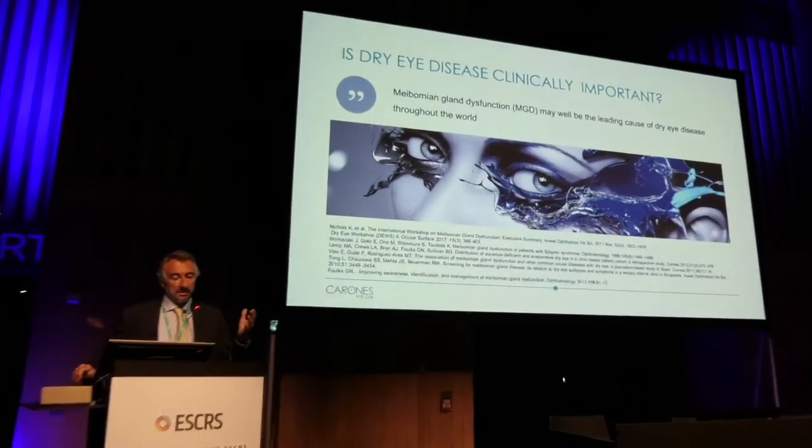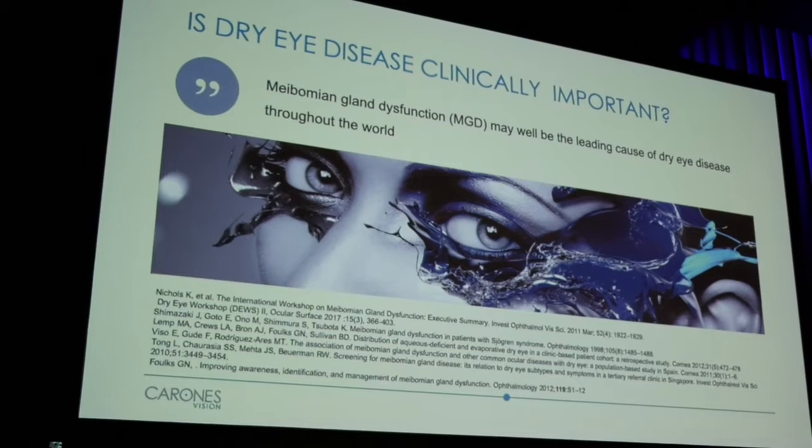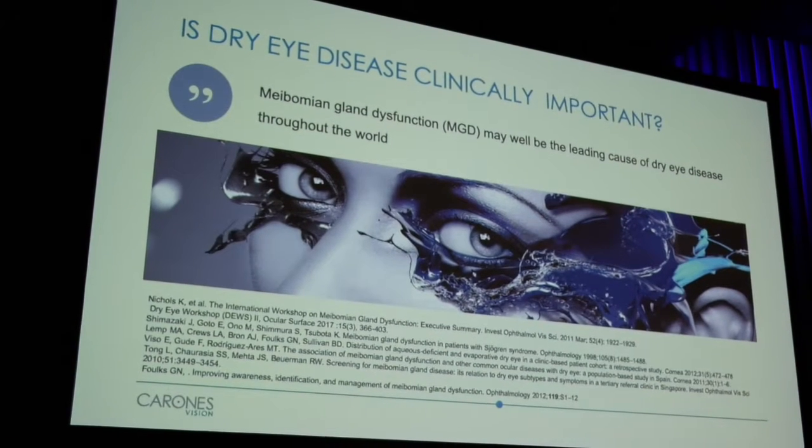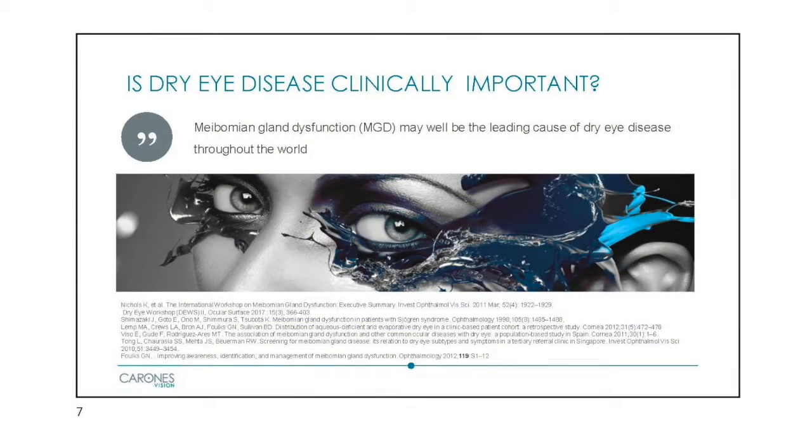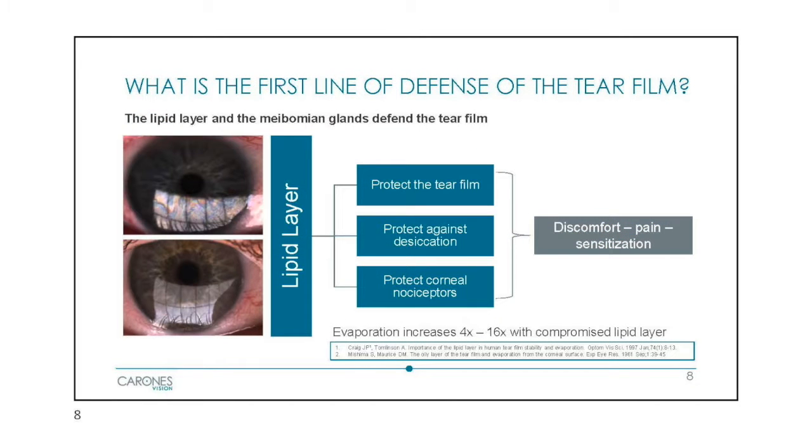And knowing that dry eye disease is now very common, meibomian gland dysfunction of course is much more common in the group of older patients suffering from dry eye. This is because of the role of the lipid layer, which is very important to protect the tear film, to protect against desiccation, and to protect corneal nociceptors. Anytime we have a thin lipid layer, meaning a meibomian gland dysfunction, our patient may have a severe dry eye.